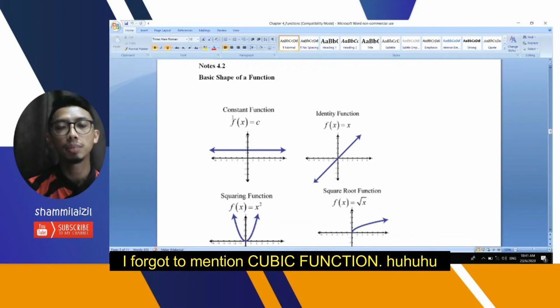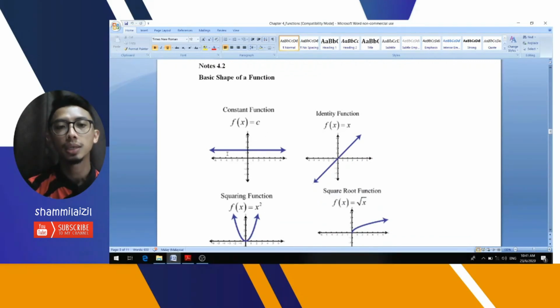Okay, this is the basic shape of a constant function. It's a horizontal line passing through the y-axis. And then another graph. This is actually a linear function, a linear graph, because it is a straight line. Okay, still remember the equation? y equals mx plus c, the one that you learned in your secondary school. But this one is a special case, we call it the identity function. Why? Because f(x) equals x is actually y equals x.